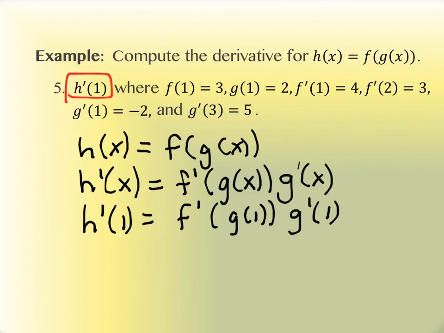Now, parts of this I know. What is g of 1? 2. It's 2, right up here. So I can replace the g of 1 with its value, which is 2. So I can replace this with the number 2. The f prime stays the same on the outside. I didn't do anything with it yet. What is g prime of 1? That's the negative 2 over here.